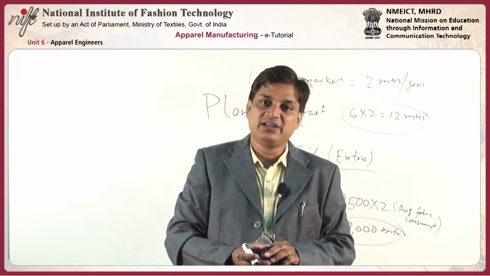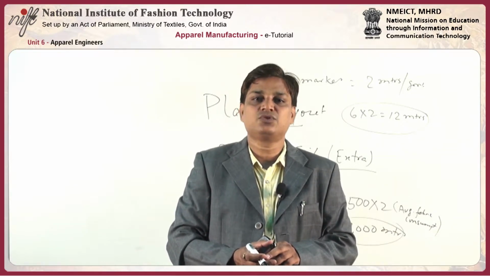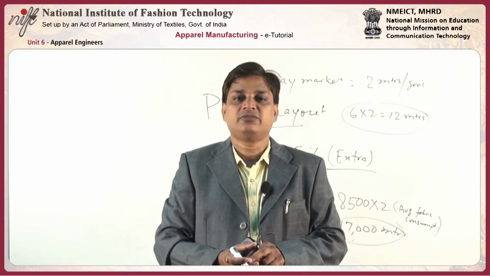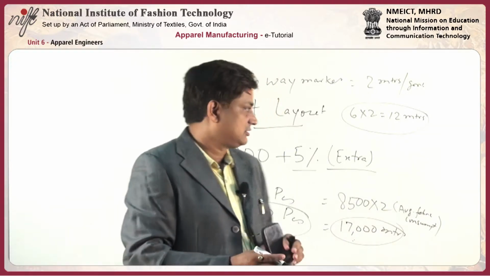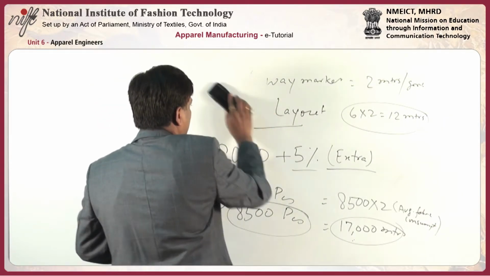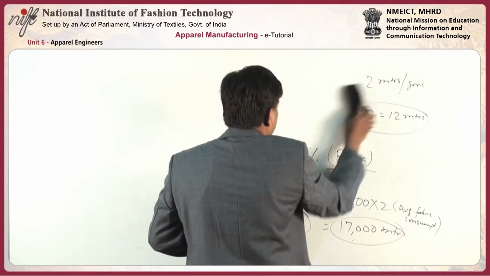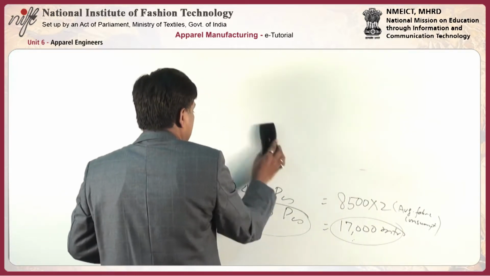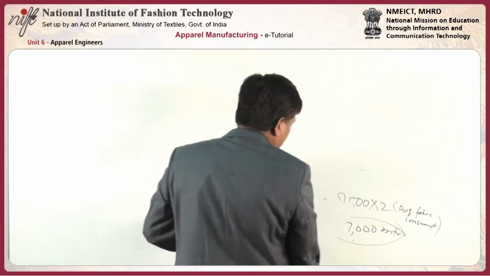Then, about the space available in the cutting room: if there is no room to put a 12-meter table, then we cannot plan a 6-way marker. So we also have to do this combination. The permutation and combination has to be done keeping in mind what space limitation there is in the cutting room.